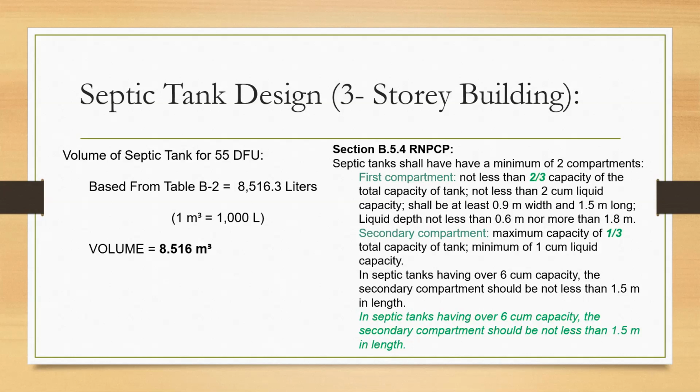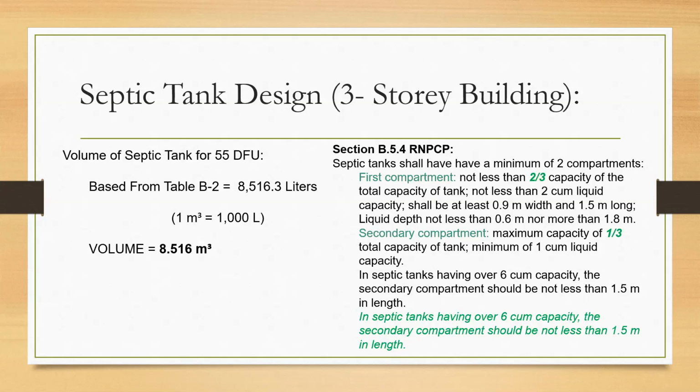Now, in section B.5.4 sa RNPCP po natin, ang sabi po ron, septic tanks shall have a minimum of 2 compartments. So ito po yung diniscuss natin kanina. Balikan lang po natin. Yung first compartment, yung volume minimum should not be less than 2/3 the capacity or the ratio nung first compartment to the total volume. While the secondary compartment, hindi naman lalagpas. Yung una, hindi liliit sa 2/3. Yung pangalawa, hindi lalagpas sa 1/3.